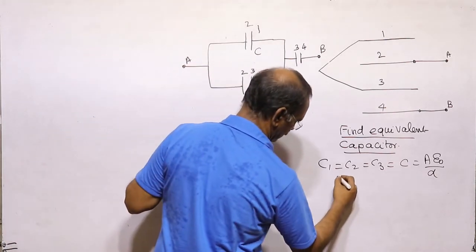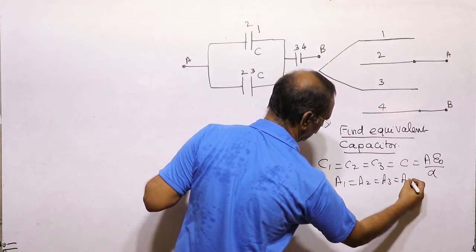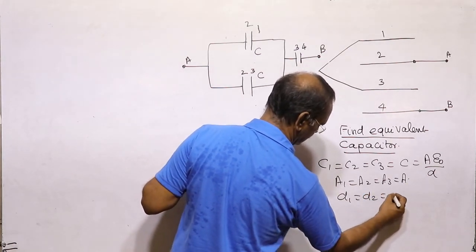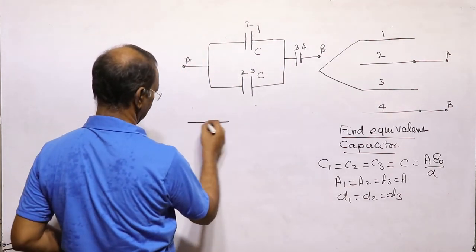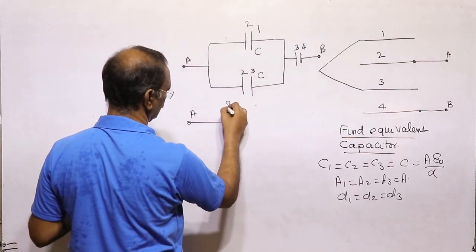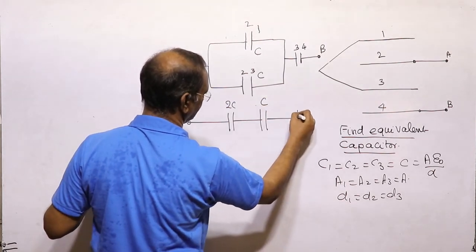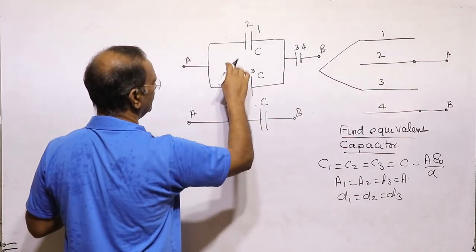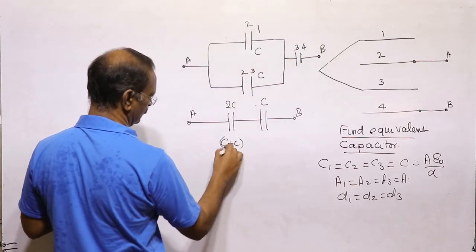That is, A1 = A2 = A3 = A, and d1 = d2 = d3. So now we can say these two are in series. So this is point A. Since C and C are in parallel, this will become 2C, in series with C. Because this is C, when we add it in parallel to C, it becomes C plus C, 2C.